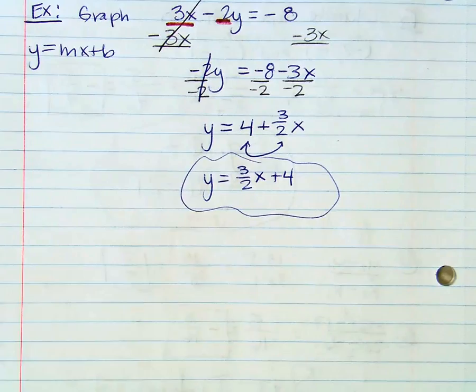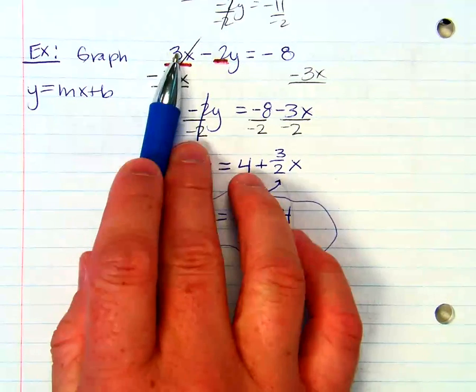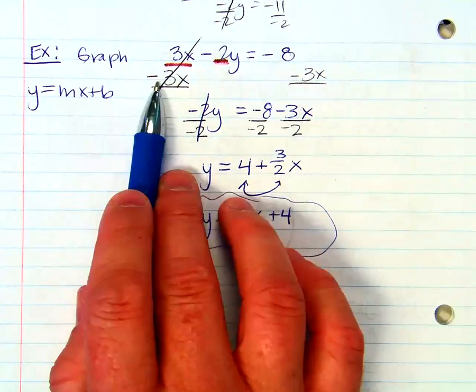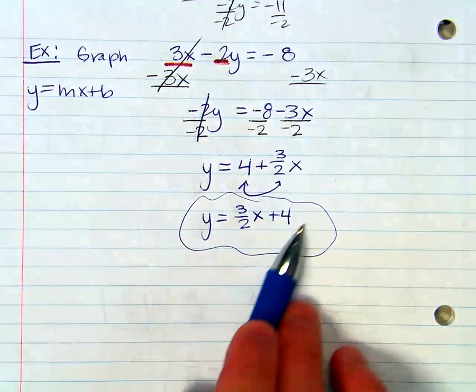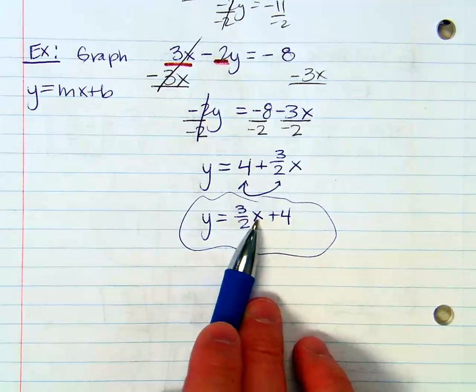So real quick, again, the steps. You move the x term to the other side. You divide everything by the coefficient, and then just put it in order, y equals mx plus b.